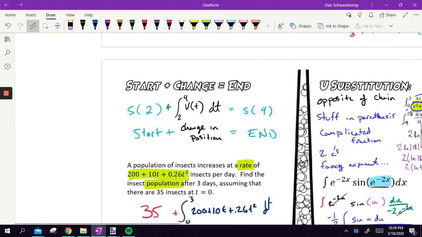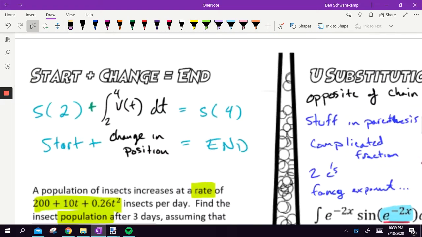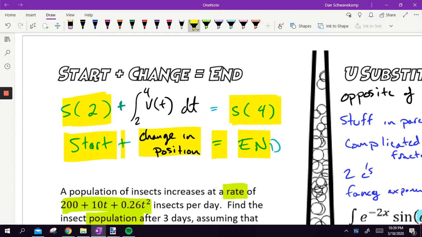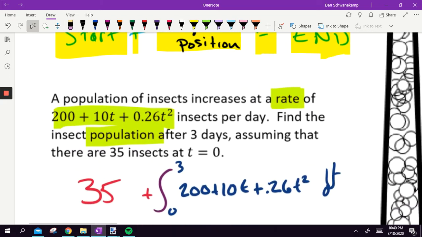Start plus change equals end. We are talking about U substitution in differential equations. So, a reminder: if you're trying to find a specific value, for example S of 4, and they tell you S of 2, start plus change equals end. That is going to be a huge, easy concept that we will come up time and time again. Okay, start of S of 2, you would integrate velocity from 2 to 4, and that will tell you your ending position. For example here, a population of insects increases at a rate of that right there per day.